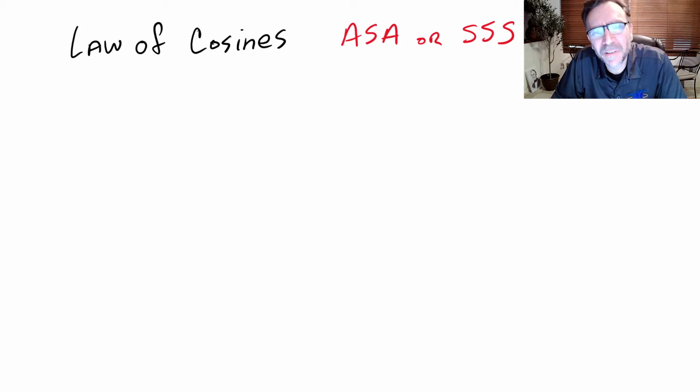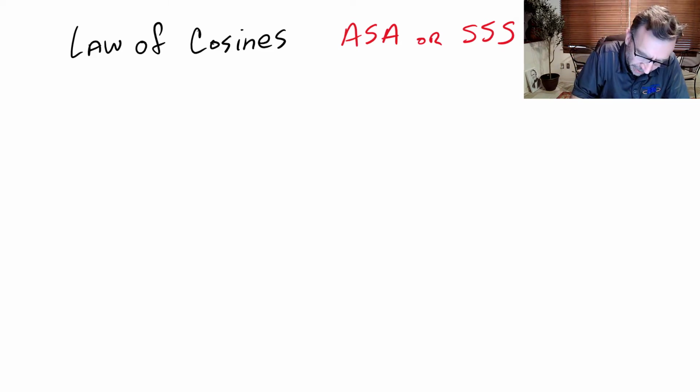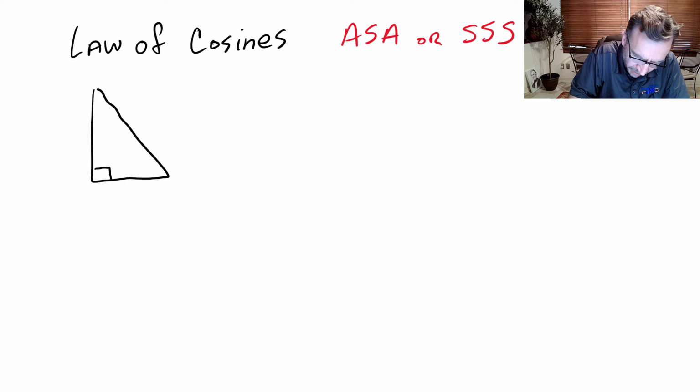Okay, here we're going to talk about the law of cosines, and this is good for the geometric situation angle, side, angle, or side, side, side. Now, before we jump into it, let's remember the Pythagorean theorem. So the Pythagorean theorem, remember, only works on right triangles, okay?